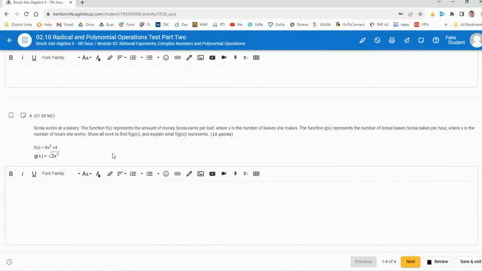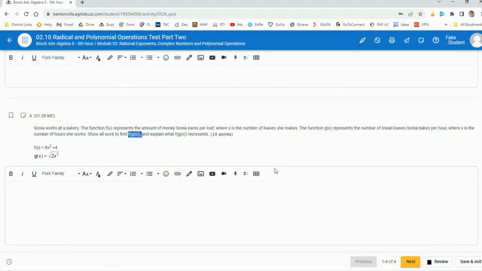And then here's a word problem where f of x is Sonia working at a bakery. This is the money per loaf. This is the number of hours she works. And what would it be if we took f of g of x? Show all work to find that and say, what does it represent? What is f of g of x? Would you substitute g of x into f of x? What does that represent? So that's what you have this week.